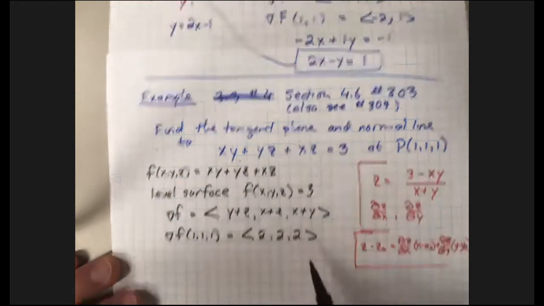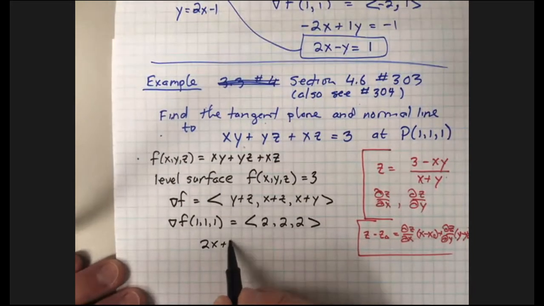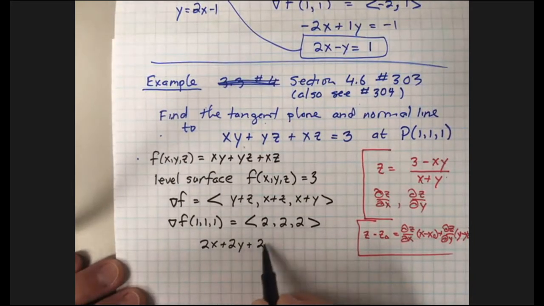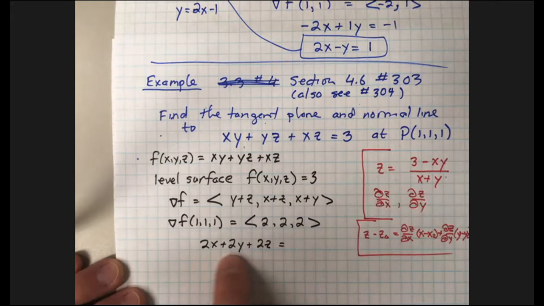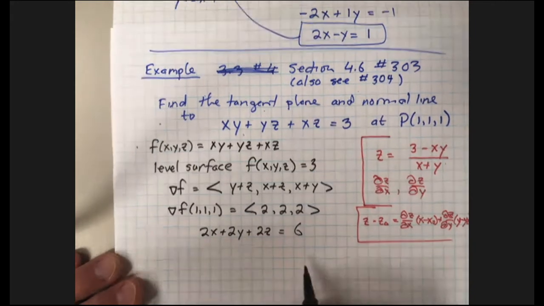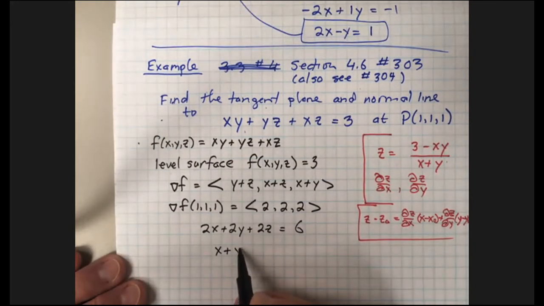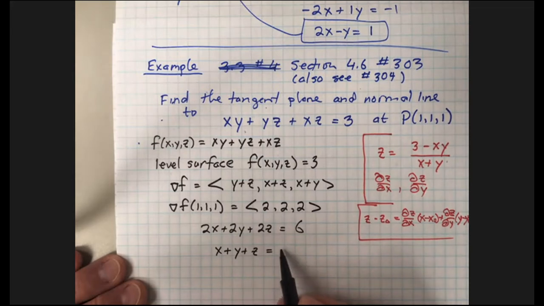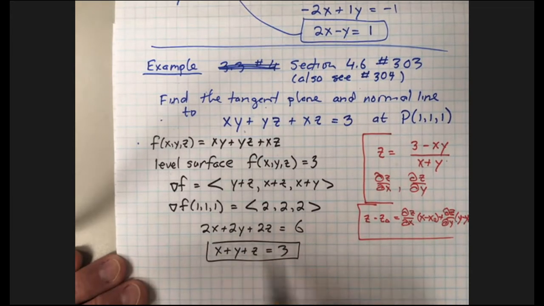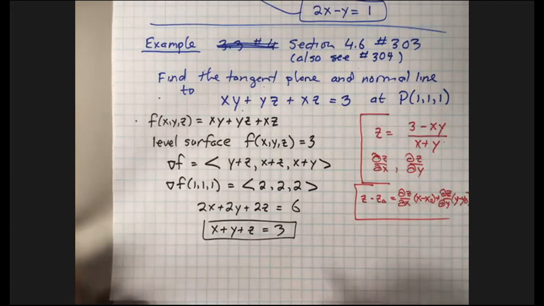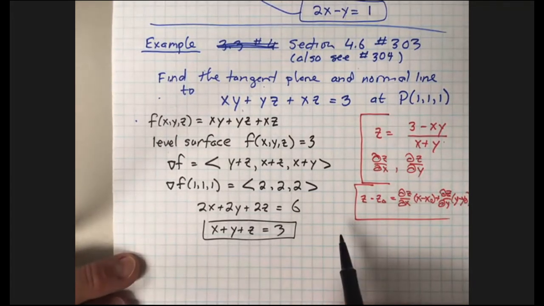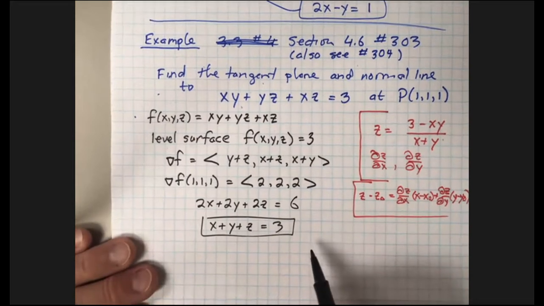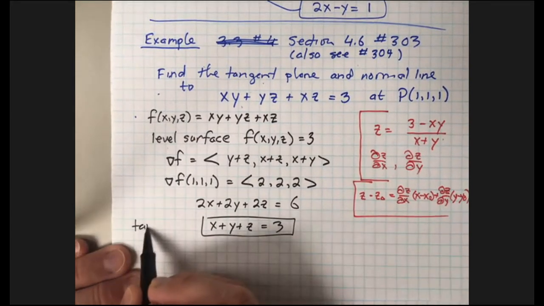But now I'm done. The tangent plane is 2x plus 2y plus 2z equals what? Whatever makes that point fit on the plane. Put in 1, 1, 1, I get 2, 2, 2, which is 6. So this tangent plane is x plus y plus z equals 3. Now I hesitate to sketch this because I don't know exactly what this looks like, and I'm going to let Mathematica sketch it. But I also want to do the normal line.